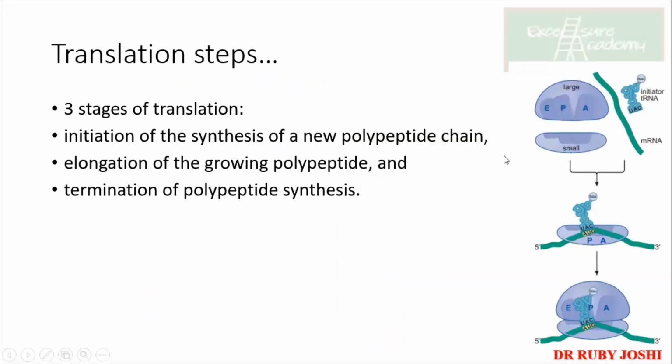So finally, now we are going to start with our translation steps in the upcoming lectures. So first, क्या होगा आपका? Small subunit is going to interact with the mRNA and the initiated tRNA. Then only it gets recruited. Then only your large subunit gets recruited. Okay, and that's called the initiation of the synthesis of new polypeptide chain. यानी कि translation initiation.